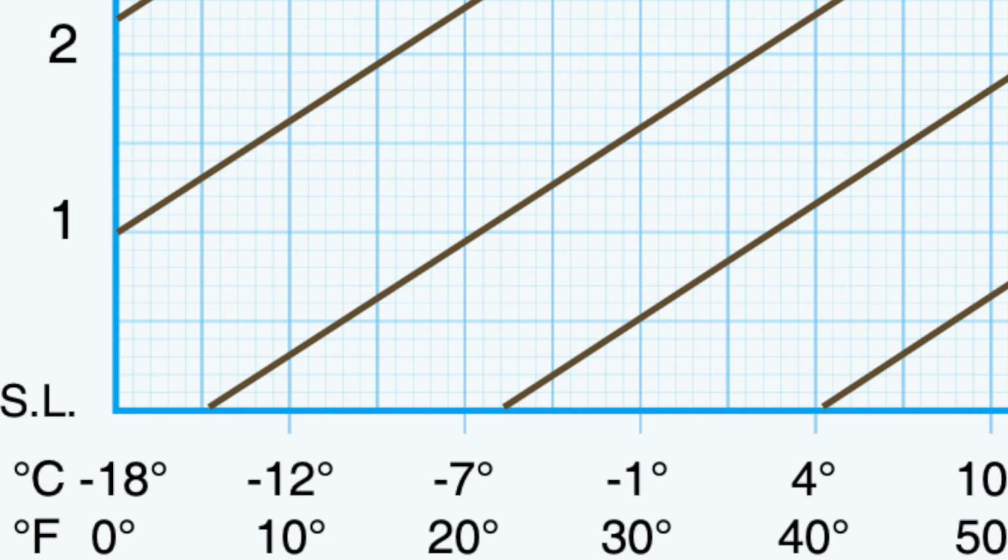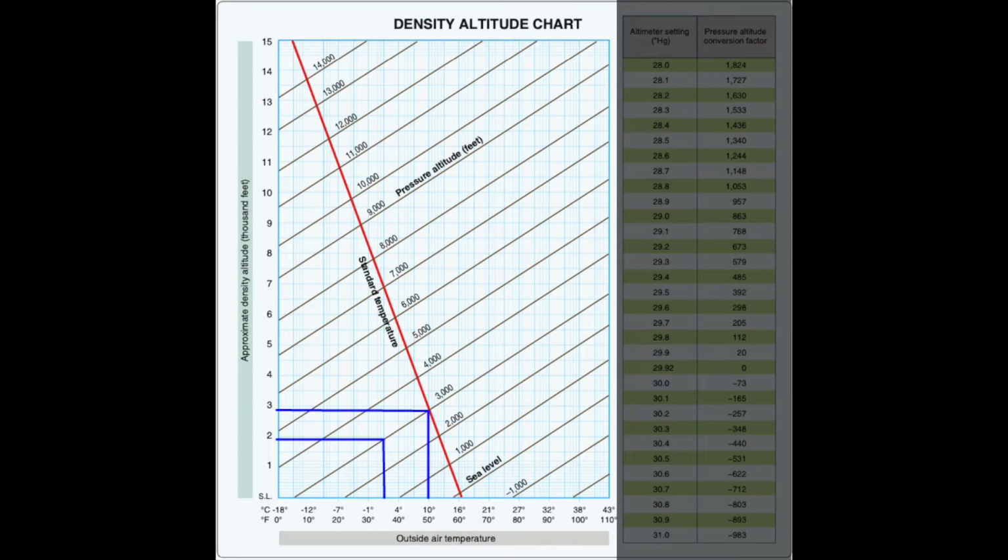As you can recall, each of those tightly spaced thin blue lines on the graph represent 100 feet, so it doesn't take much to lose precision here. Take the time and effort when drawing your lines on any kind of these performance graphs.